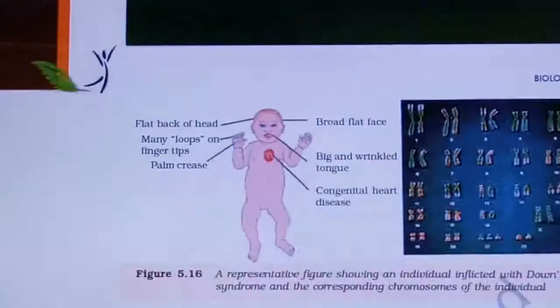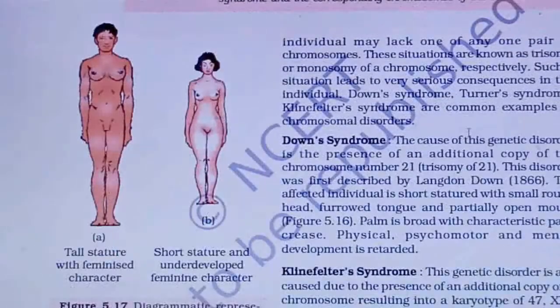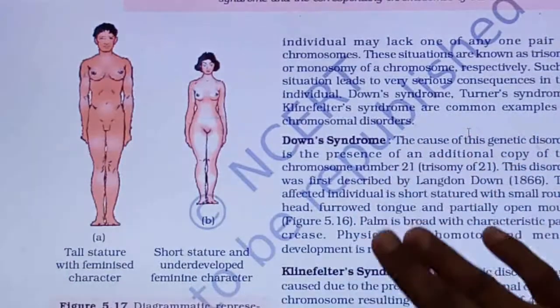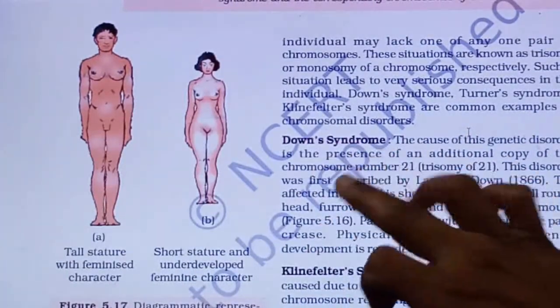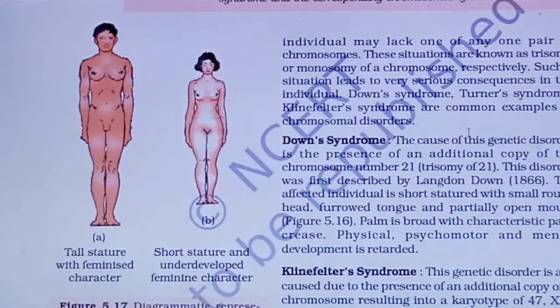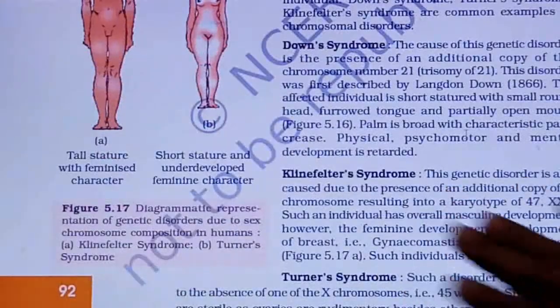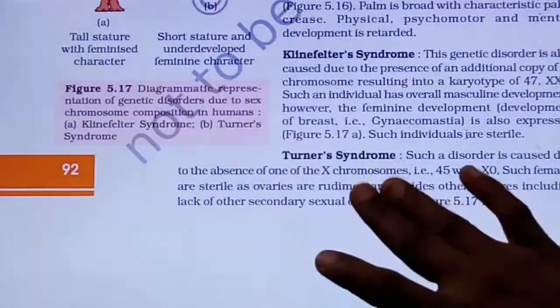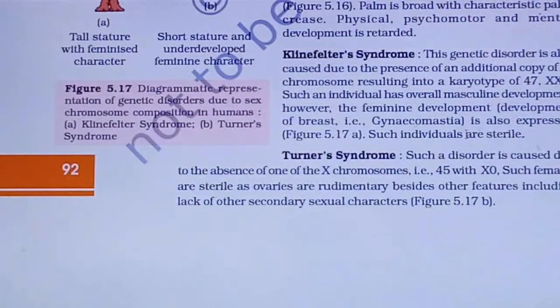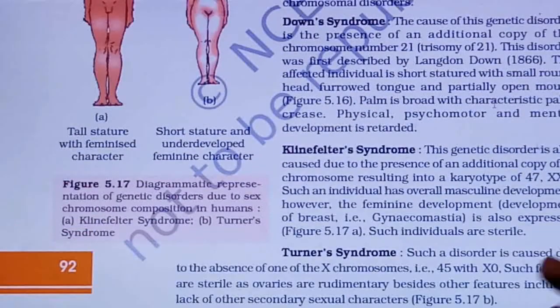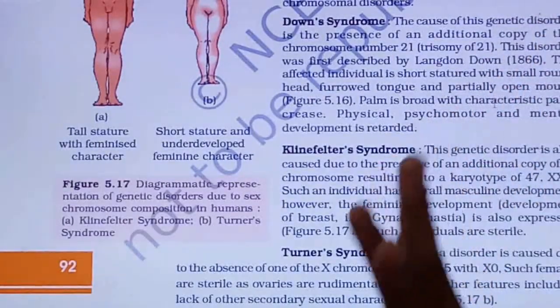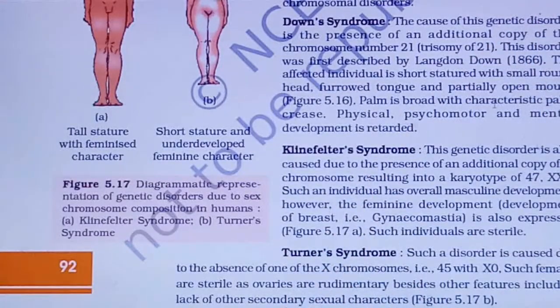Then another term is trisomy. We see this in Down syndrome. Down syndrome shows trisomy, then Klinefelter syndrome and Turner syndrome. These 3 chromosomal disorders will be asked for 3 marks. In them you have to remember the chromosomal pattern, and because of this chromosomal pattern, what characteristics we observe in the individual.